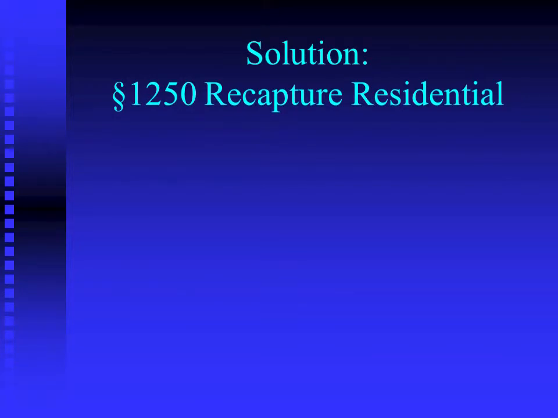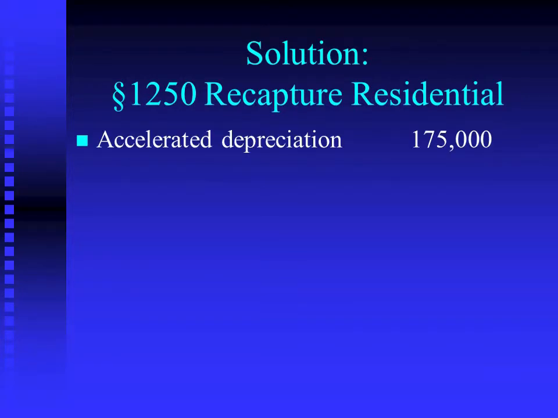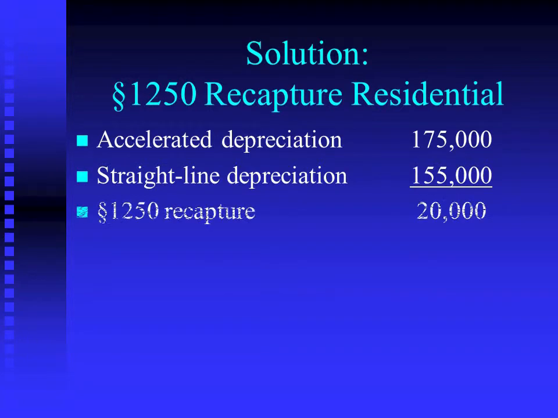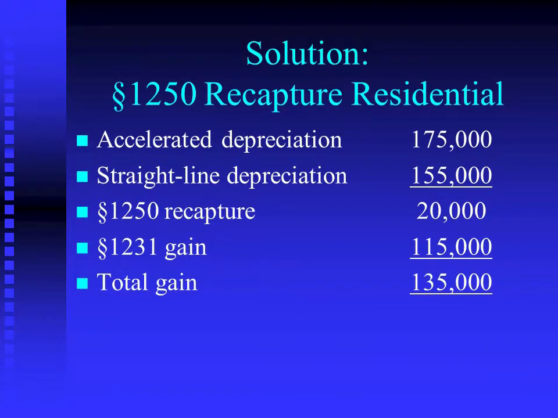And then you can see a recap of this: accelerated depreciation, straight line. So the difference or the excess is 20,000. So the remainder is 1231 gain, because we're talking about a total gain of 135,000, and we're simply breaking it into the two pieces.